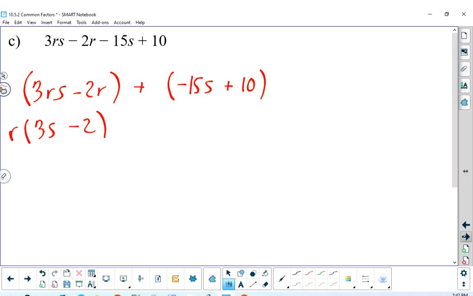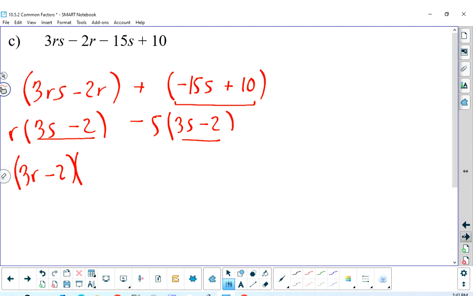Now the question becomes, what should I factor out of this so that I'm left with 3s minus 2? I want to be left with the same thing here and here. Well, in order to make the negative 15s positive, I'm going to have to factor out a negative, and a 5 would do the trick. Now I can factor the 3s minus 2 out of each of these big terms and be left with r minus 5.